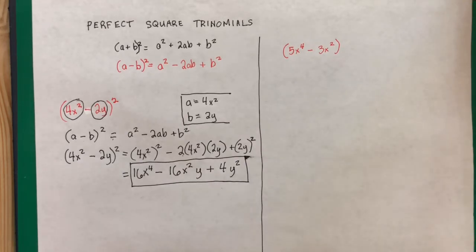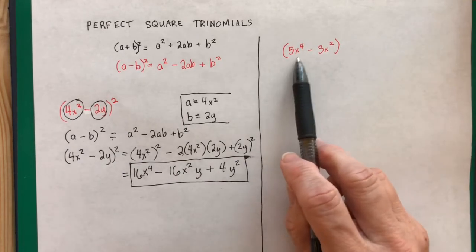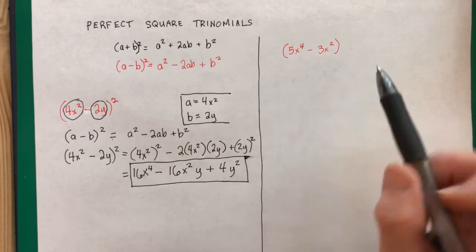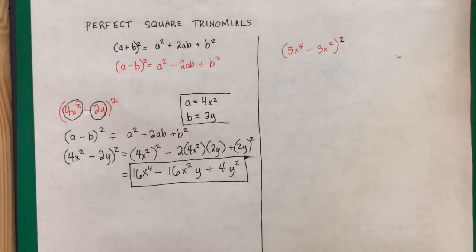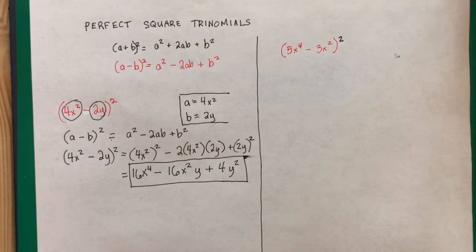Now, see if you can do one. Try this 5x to the 4th minus 3x squared all squared. See if you can do that one, and pause the video, and when you finish, turn it back on so you can check and see how you did.